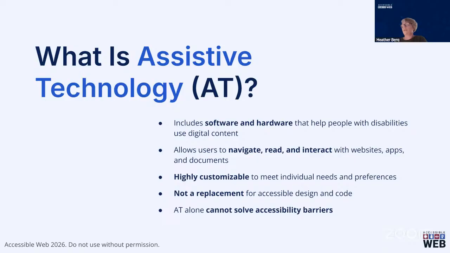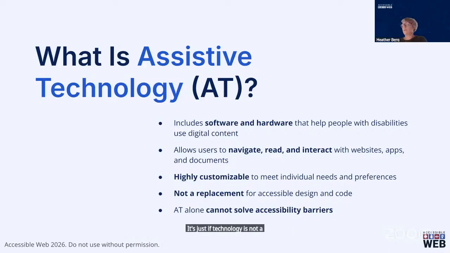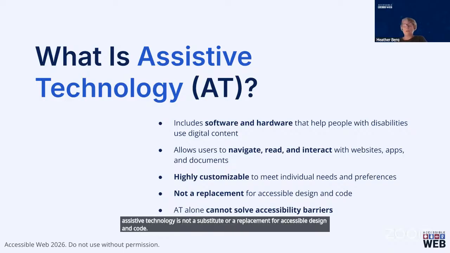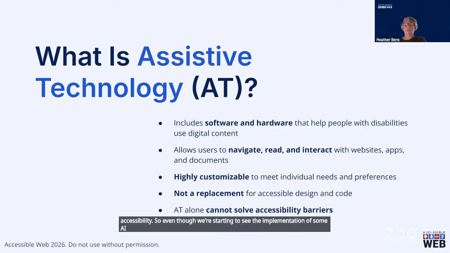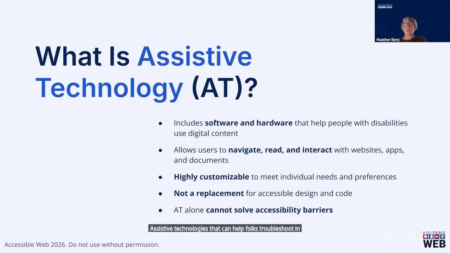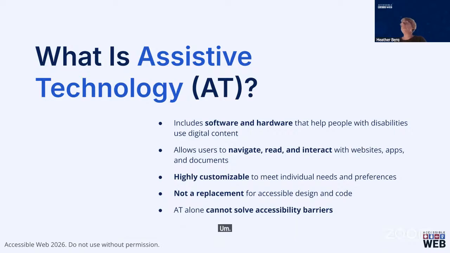Most assistive technology tools are quite robust and highly customizable, and this ensures that users can really dial in their settings to meet their individual needs and preferences. Assistive technology is not a substitute or a replacement for accessible design and code. Assistive technology alone also cannot solve for accessibility. So even though we're starting to see the implementation of some AI features in assistive technologies that can help folks troubleshoot inaccessible situations, that should never be considered the preferred or default option.